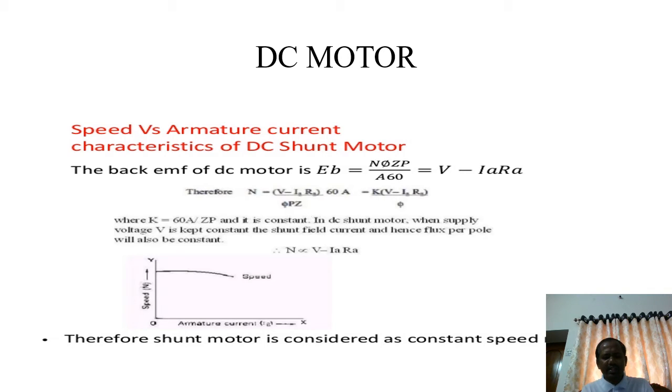It decreases slowly. So that will give this curve, speed versus armature current. Therefore, the motor is called a constant speed motor.